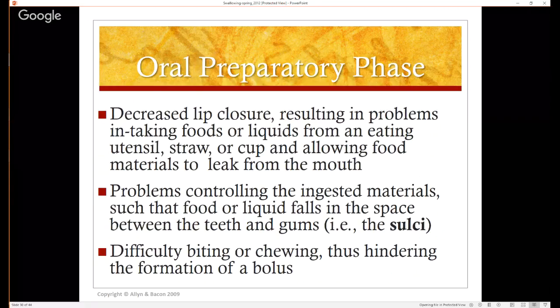In the oral preparatory phase, decreased lip closure will be present, resulting in problems in taking foods or liquids from an eating utensil, straw, or cup, and allowing food materials to leak from the mouth. Obviously, if you can't obtain lip closure, it's going to be very difficult to keep that food or drink from leaking. Problems controlling ingested materials such that food or liquid falls in the space between the teeth and gums. And then difficulty biting or chewing, which will be hindering the formation of a bolus.